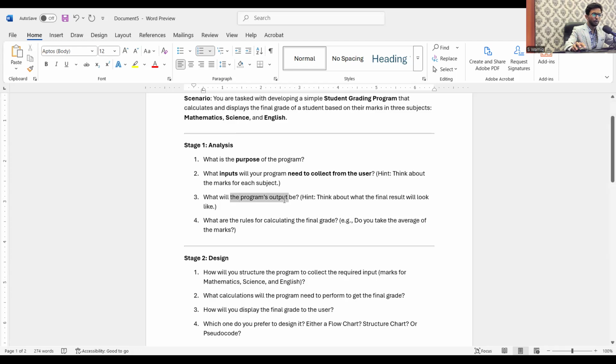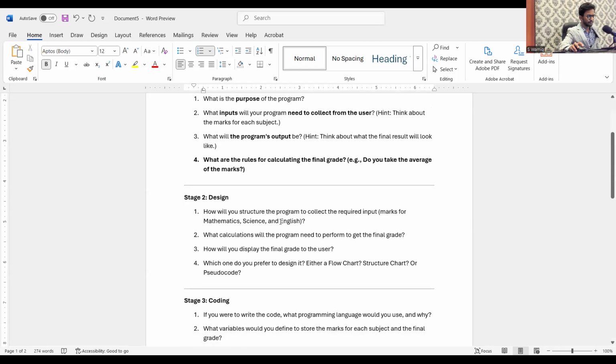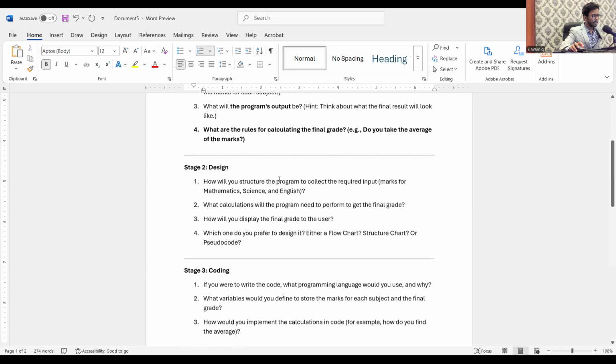What will the program output be? Output means what it is going to generate. So it is definitely generating the grades based on the marks. What are the rules for calculating the final grades? It's totally up to you, even if you want to calculate the average or something else. The second area right here is design.